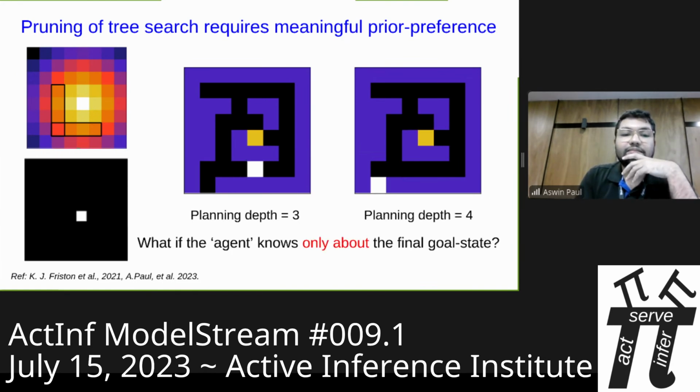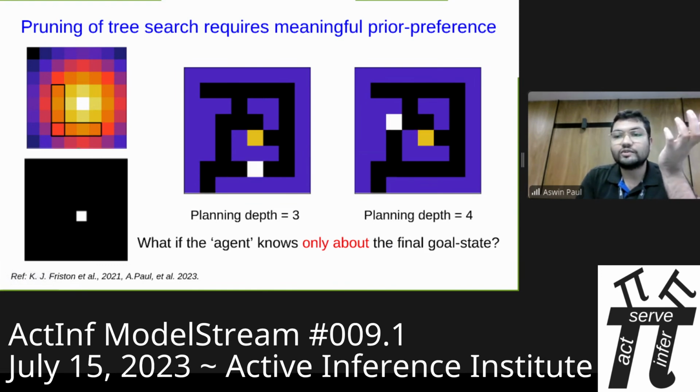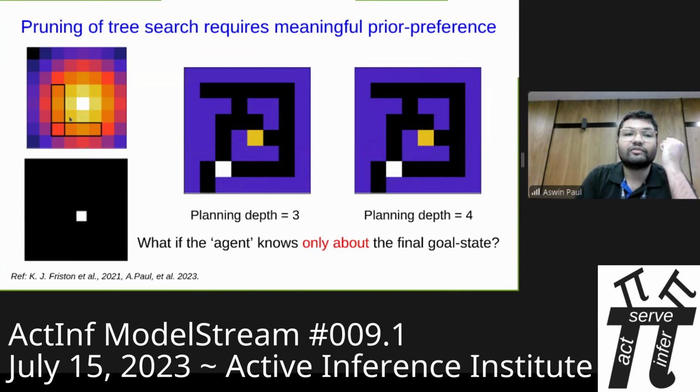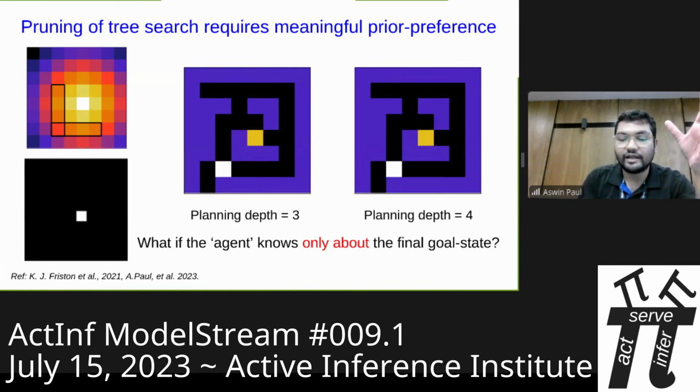And the question is, what if the agent only knows this final state? It has no other knowledge about what to do. In this case, what does the agent do? This is the problem that we are trying to address. In the absence of a meaningful prior preference like this, the agent has basically no way of reaching the goal state other than by random exploration. It has no way of planning, because it cannot plan 8 time steps ahead; it's computationally intractable if it chooses to do the full tree search, right?